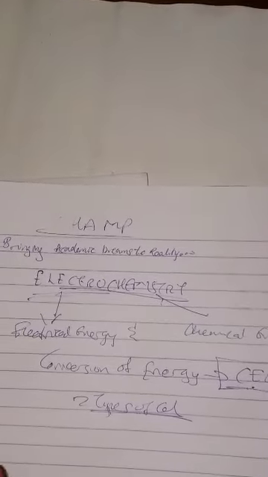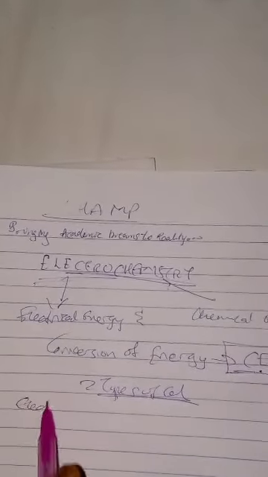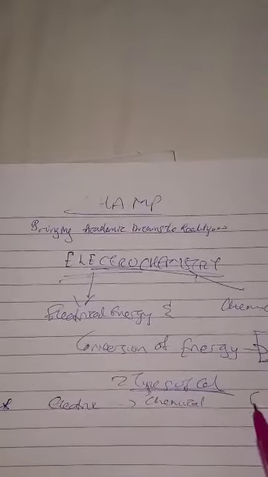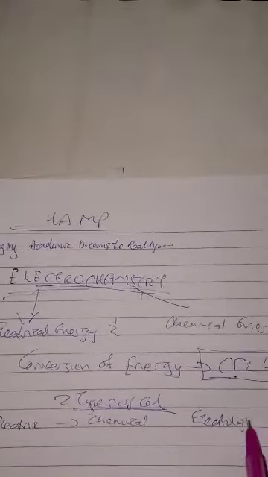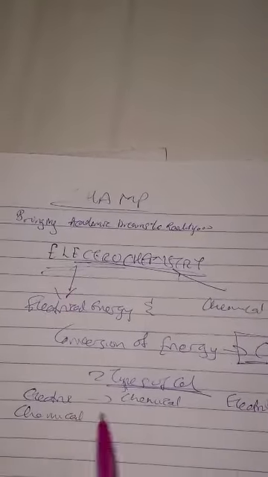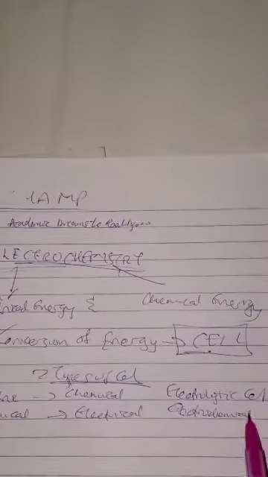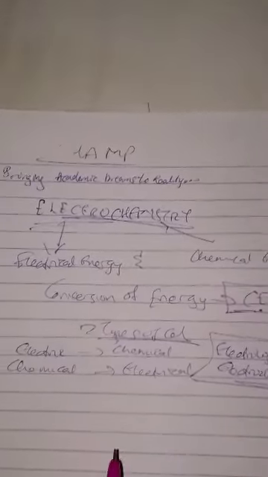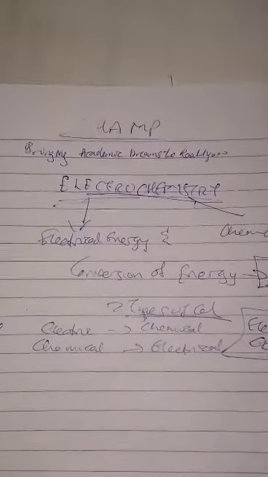Now we have two types of cell. We have the cell that is used for the conversion of electric energy to chemical energy. That's what we call an electrolytic cell. Then we have a cell that is used for the conversion of chemical energy to electrical energy. That is what we call an electrochemical cell. So take note of that. These are the two types of cells that we have: electrolytic cell and electrochemical cell.